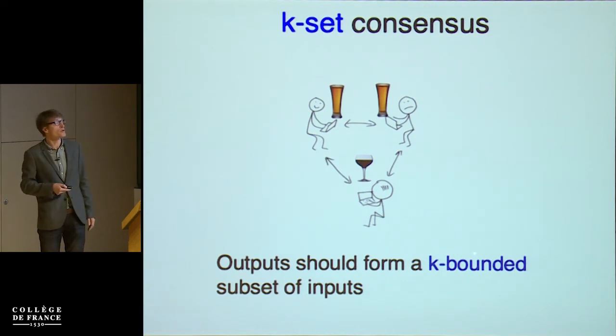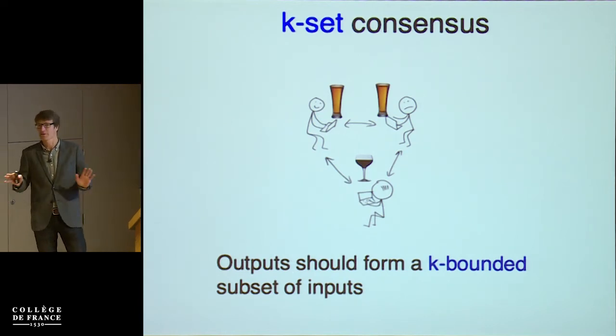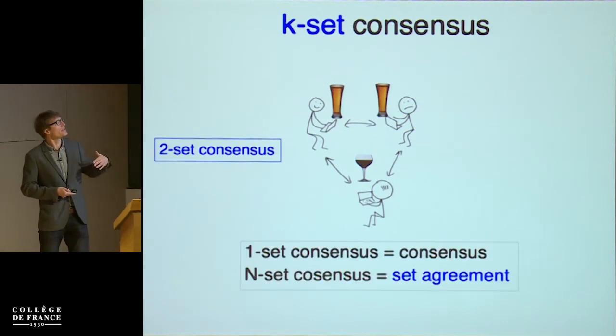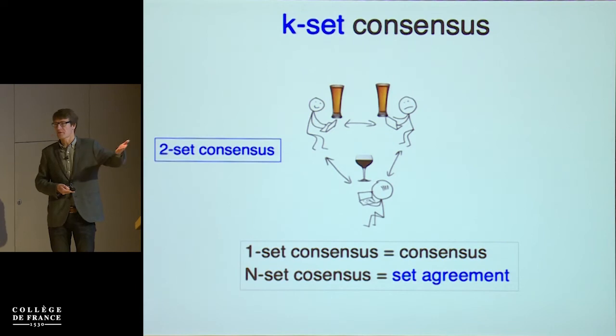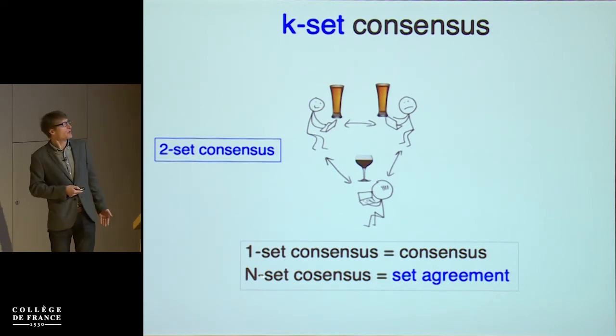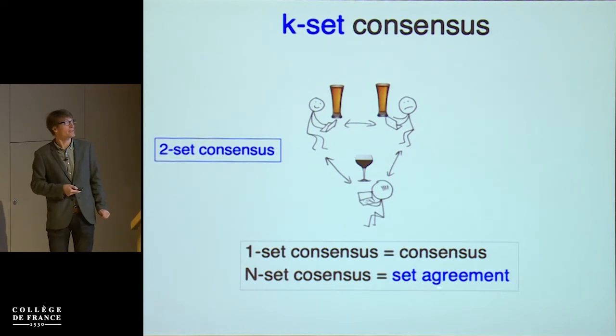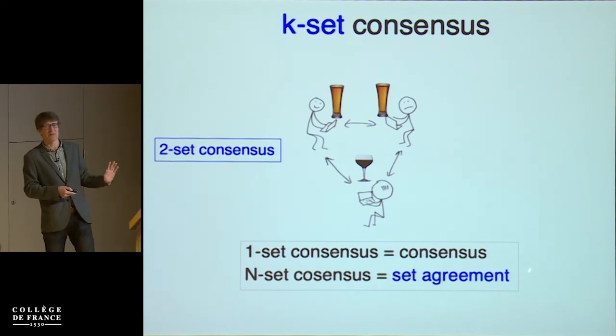Yeah, the outputs should be a k-bounded subset of inputs. Okay, so we never output something which was not proposed. Yeah, so this is important for consensus also. And this is two-set consensus, and of course one-set consensus is what we know as consensus, and what we know as n-set consensus in a system of n+1 processes is what we just call set consensus. I use set agreement sometimes, set consensus.